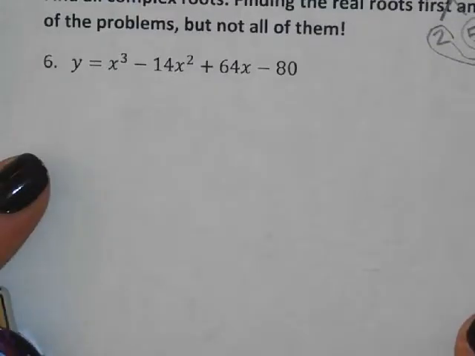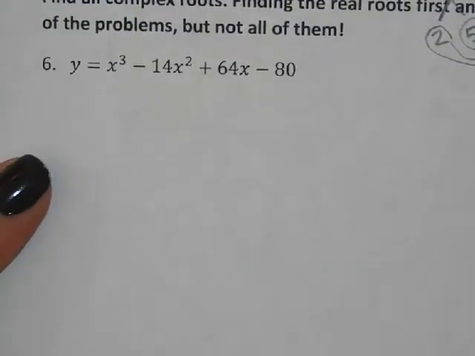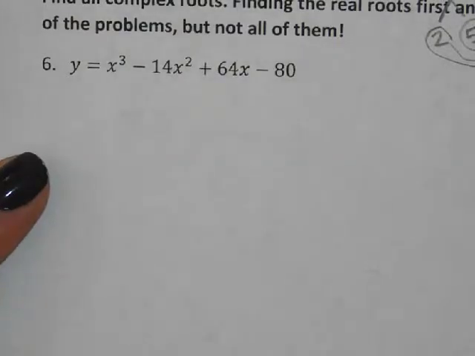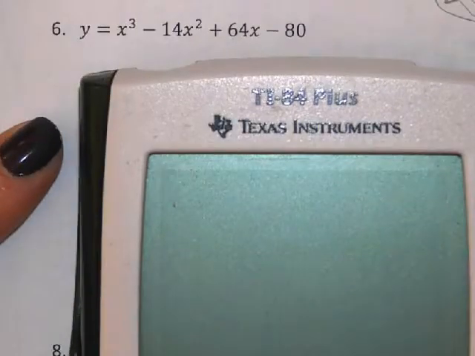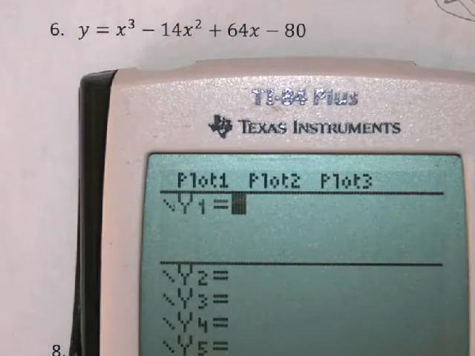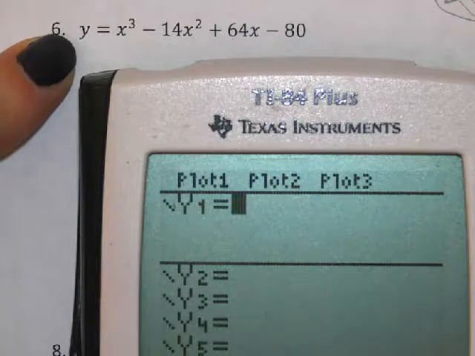So here, if it's not the sum or difference of cubes, and it's not the sum of squares, then that means we're probably going to get our graphing calculator out and start off by looking for the real x-intercepts on the graphing calculator. So go ahead and grab your calculators. And in the y equals screen, I'm going to type in number 6.